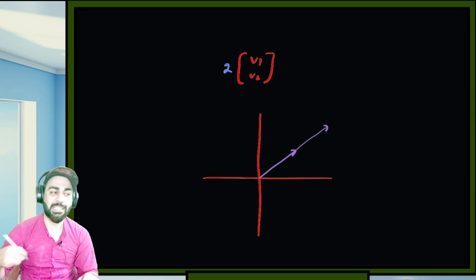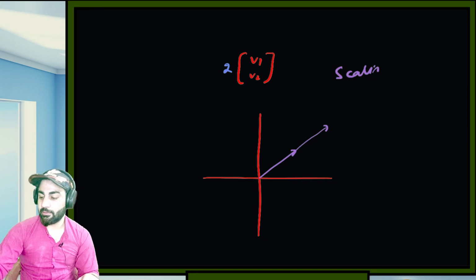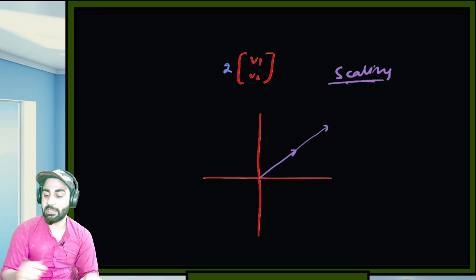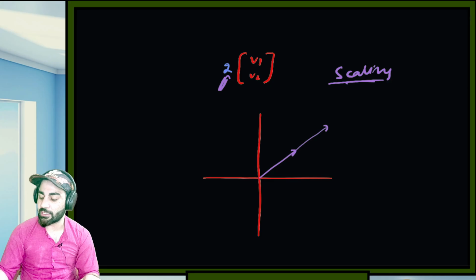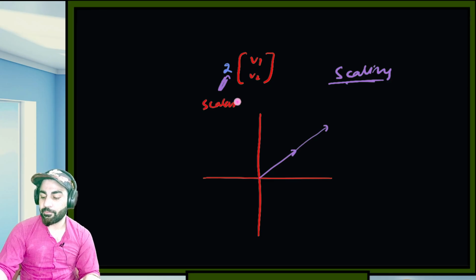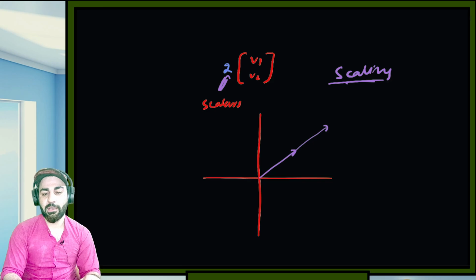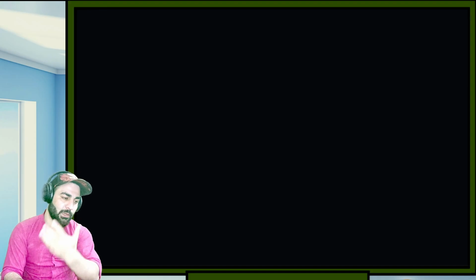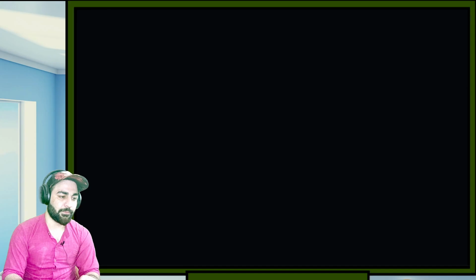So this effect is called scaling. Either stretching the vector or squishing the vector is called scaling. That's why these numbers are called scalars. Just to show you, I'll write some code to show you the addition of the vectors, and I'll show you the scaling of the vectors. I'm going to the code.